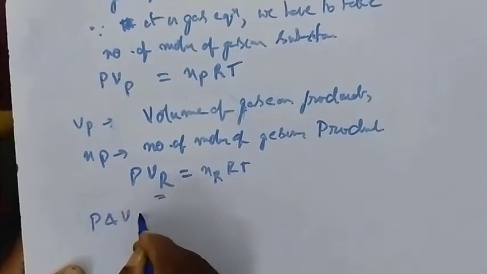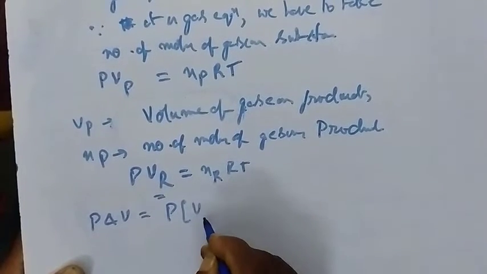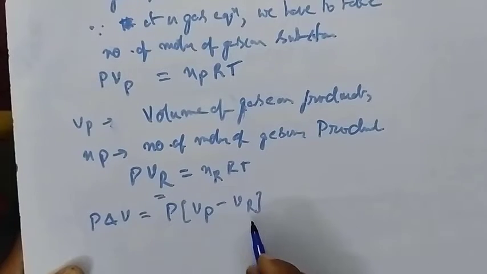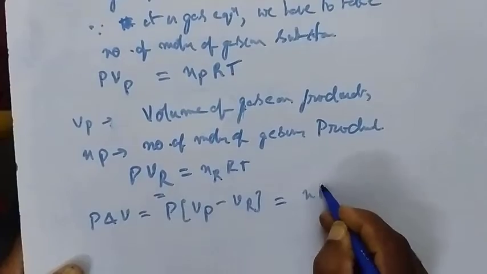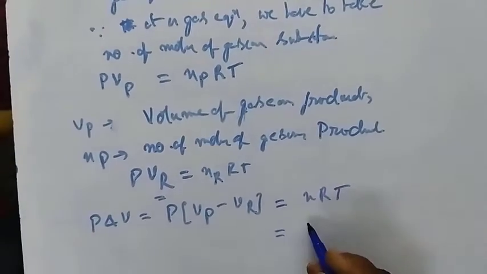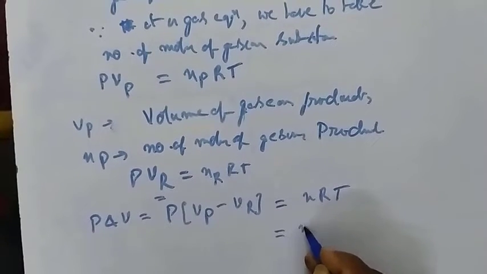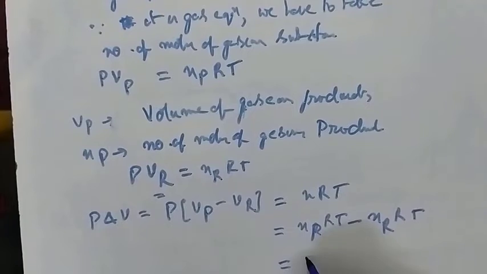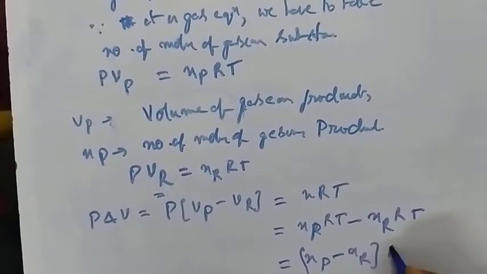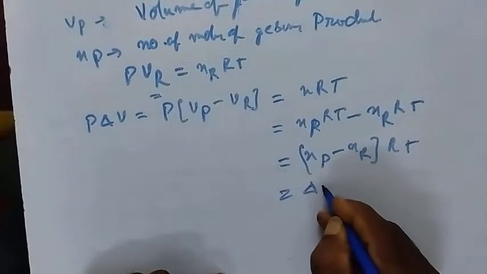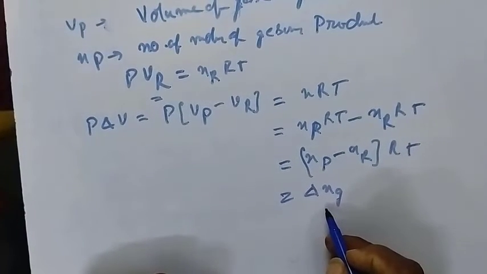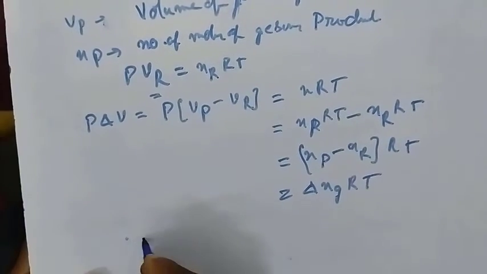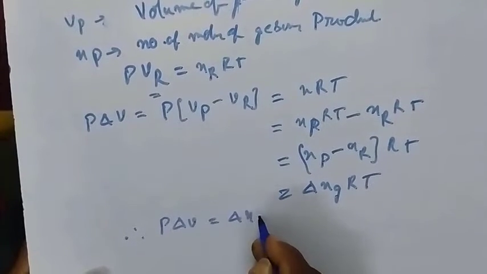So P delta V is nothing but P into VP minus VR. VP means volume of gaseous products minus volume of gaseous reactants. Therefore, this is nothing but NPRT minus NRRT. So this is nothing but NP minus NR into RT. Therefore, this is nothing but delta NG. G means number of moles of gaseous substances, that is reactants and products taken together. Therefore, P delta V is equal to delta Ng RT.